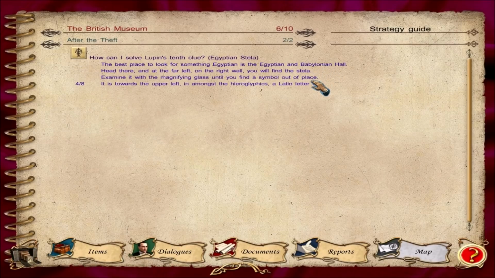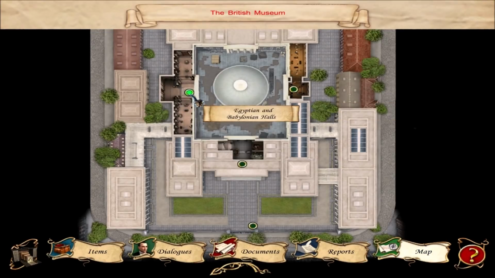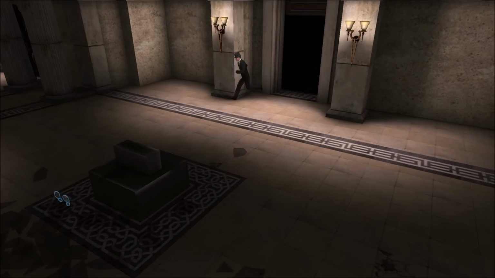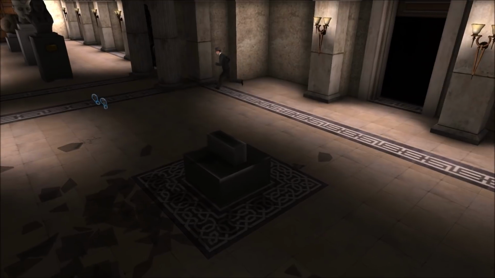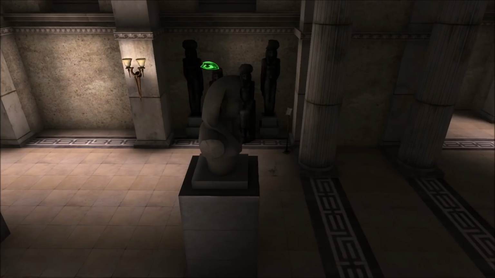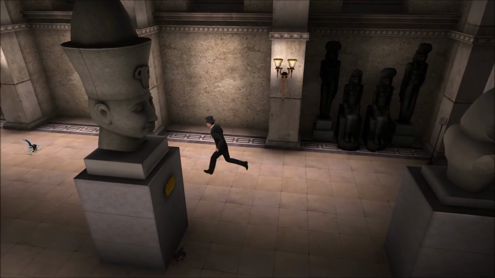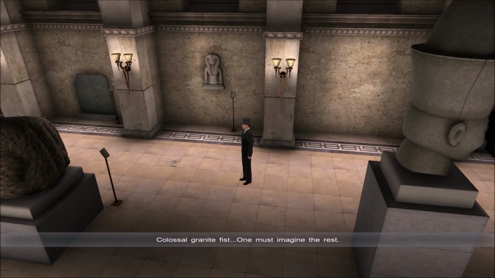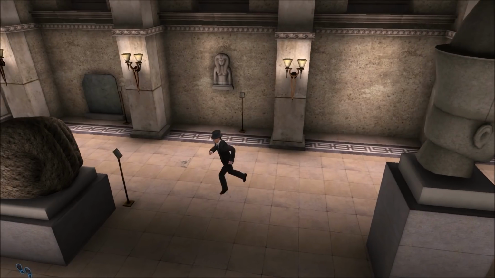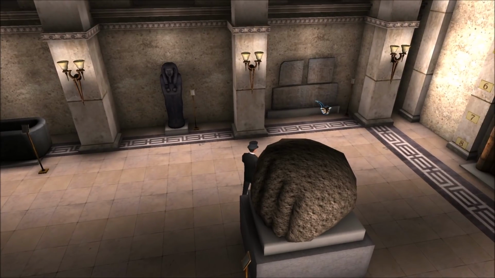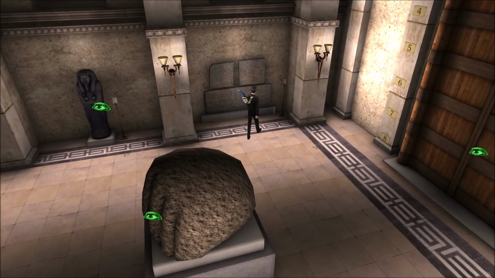Okay, so I'm going to the Egyptian hall. On the far left, on the right wall, is the stela. So let's start there. Find an Egyptian stela. Okay, so far end of the hall. Granite head of Amenhotep III. I've already seen that giant granite head. Colossal granite fist. I imagine it's the one we didn't look at previously, this one. Is that not it?